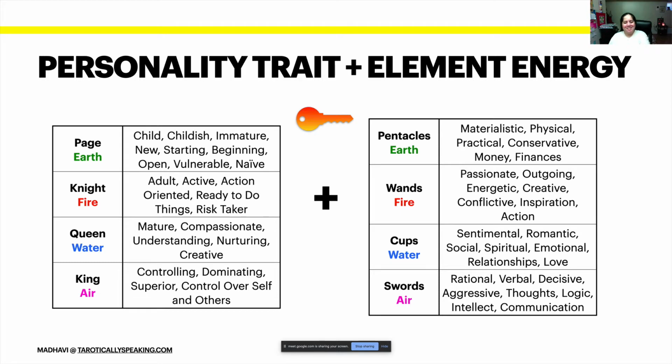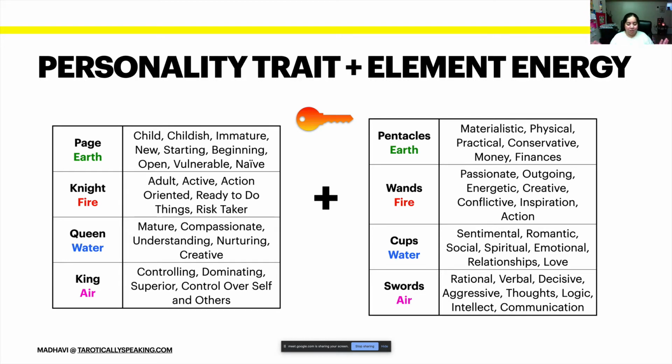So use this table. Have it in front of you and try to play around with these combinations. With this table, you are not restricted just to your Rider-Waite deck and the imagery of that deck. If you pick up any deck and you want to interpret what that court card means, this table is going to be the one that helps you put it all together.